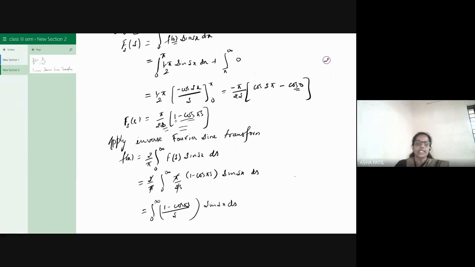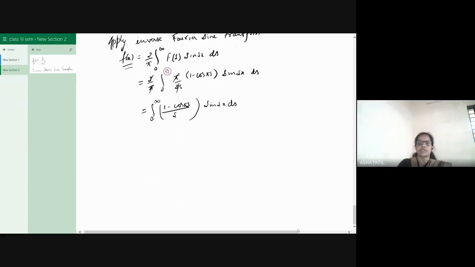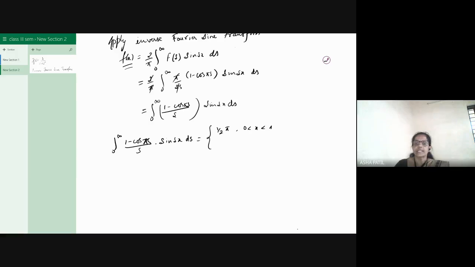Now this is LHS, we have written f of x. So we just write the terms in proper manner. Let me write this first. Integration 0 to infinity 1 minus cos pi s divided by s into sin sx ds is equal to f of x. So what is f of x? It is already we have taken the function f of x is 1 by 2 pi for 0 less than x less than pi, and it is 0 for x greater than pi.